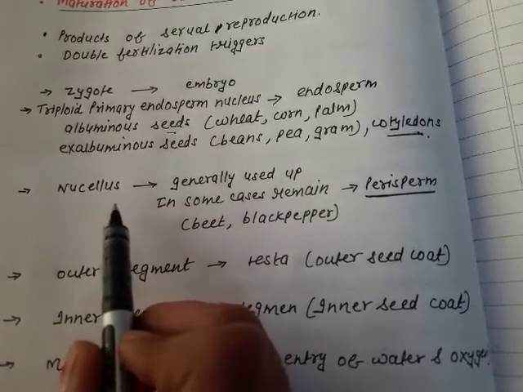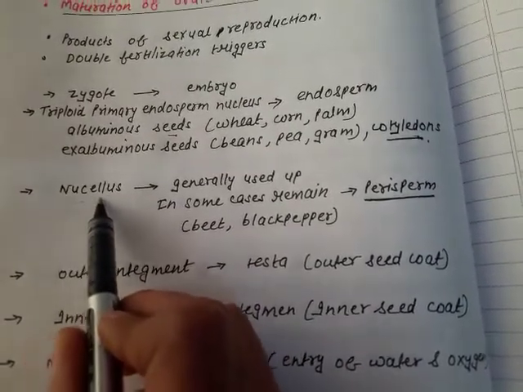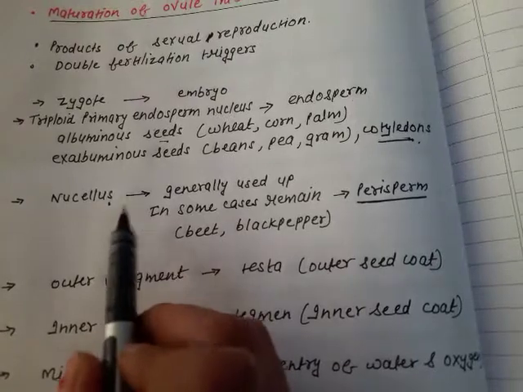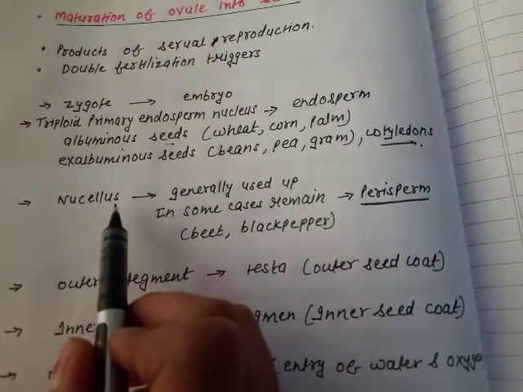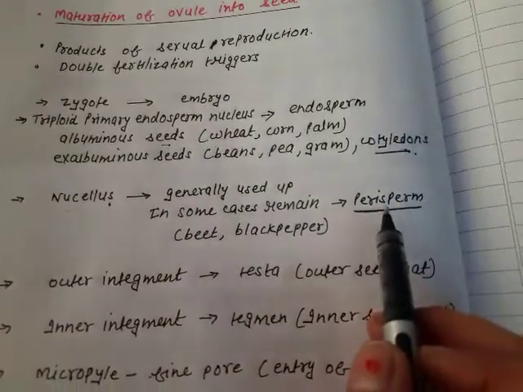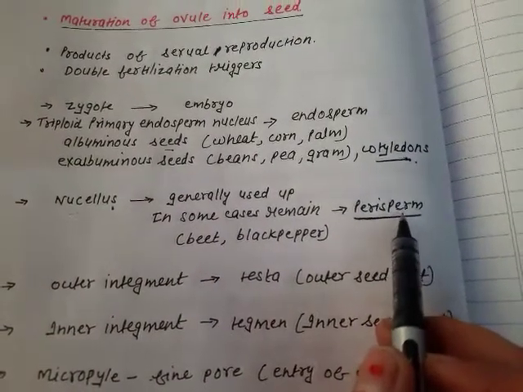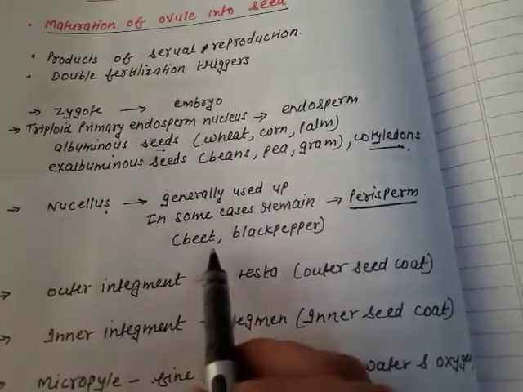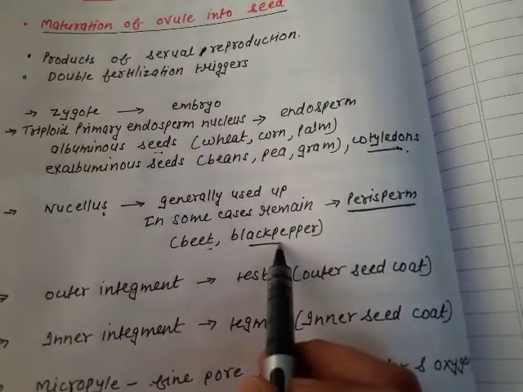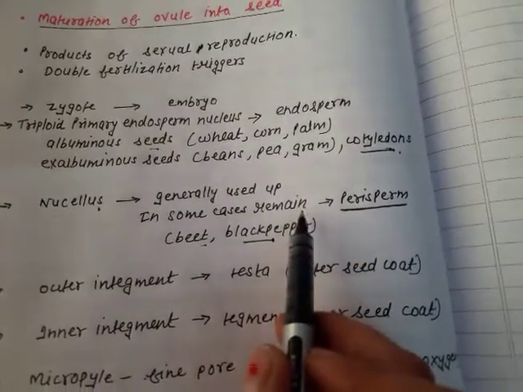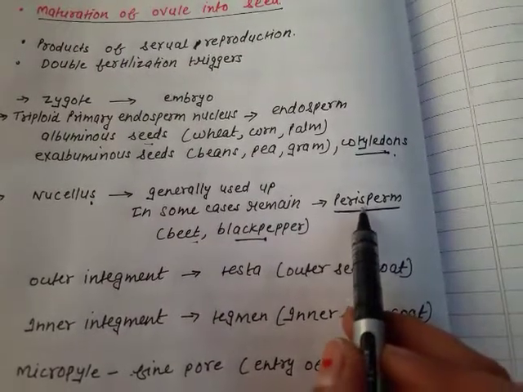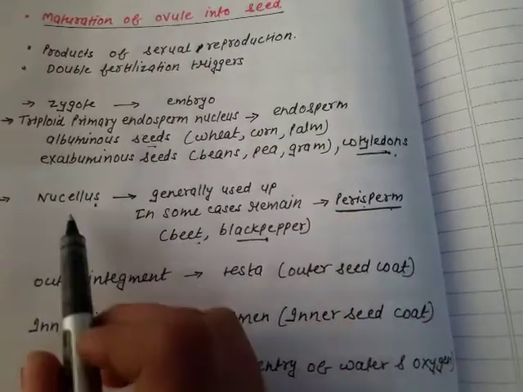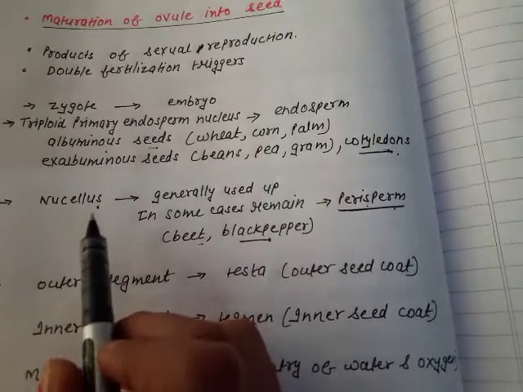Third is the nucellus. Nucellus in ovule is a mass of parenchymatous cells containing food. Generally this is used up by the embryo, but in some cases like beet and black pepper, it remains in the form of a thin layer known as perisperm. That means perisperm is the remnants of nucellus, मतलब जो nucellus बच गया.